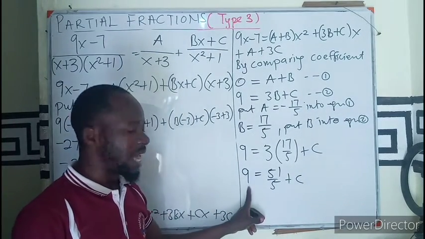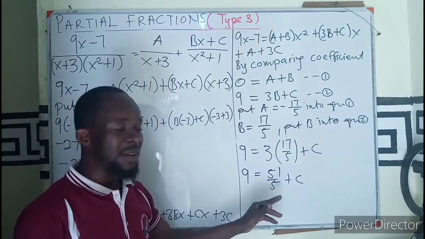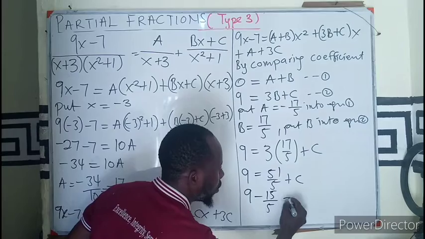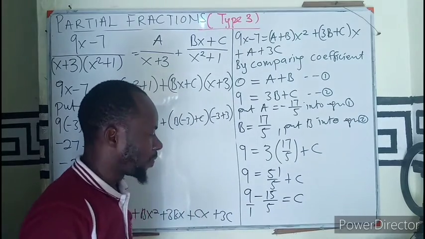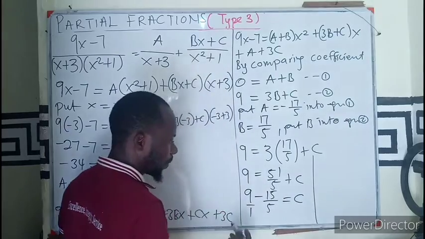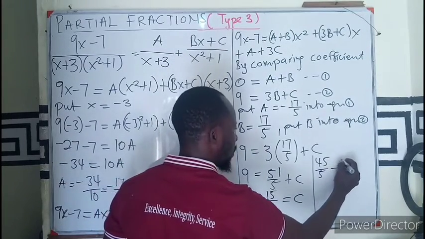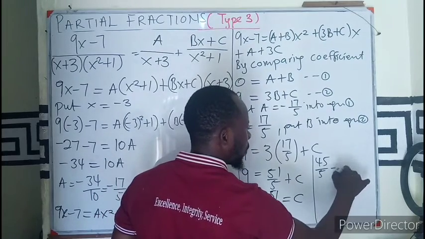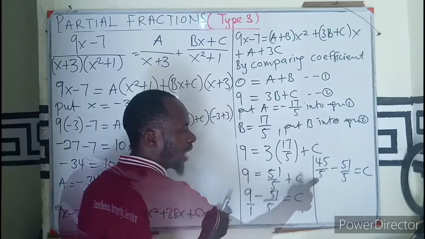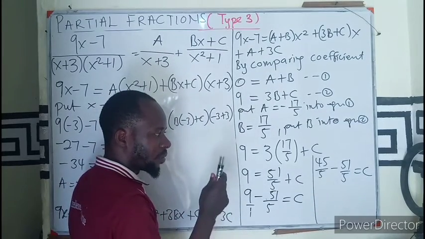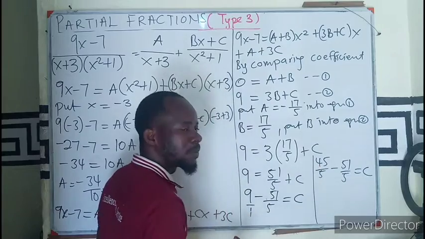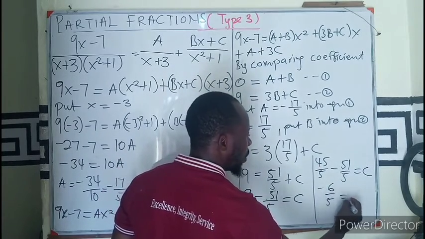If I like, I move this here, or I multiply by 5, the LCM. So 9 minus 51 over 5 equals what? c. This is having an LCM of what? 5. So here we multiply the top by 5, down by 5. Let me use this corner. So I have 45 over 5 minus 51 over 5 equal to c. I'm only trying to make the first fraction have the same denominator. So 45 over 5 minus 51 over 5, they have the same denominator, so we only take away the numerators. So 45 minus 51 will be negative 6 over 5 equal to c.